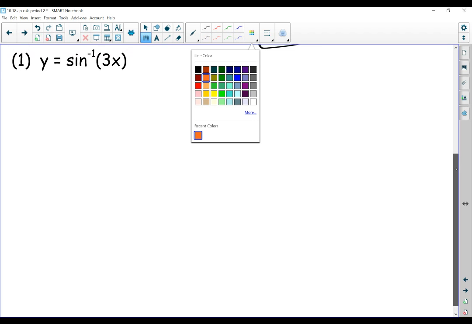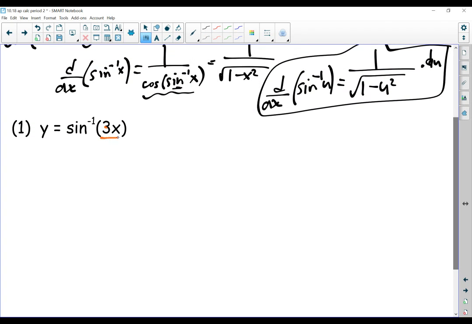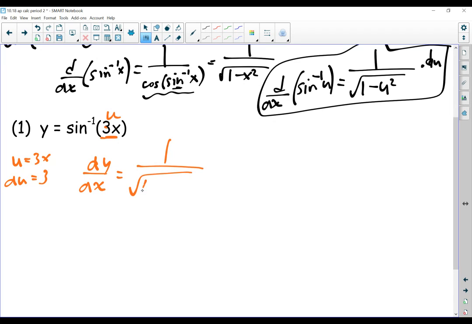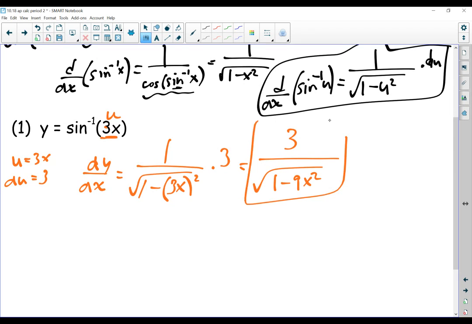Okay, so in this case, inverse sine of 3x, the 3x here is the same thing as the u in my chain rule. So I know u is equal to 3x and du is equal to 3. And now I'm just going to put this in the rule. So the derivative of inverse sine of u is 1 over the square root of 1 minus u squared, which is 3x squared, times 3. And if I clean it up, it would just be 3 over the square root of 1 minus 9x squared. And there's my derivative. Don't have to do much. Can't really do anything else. And that's it.